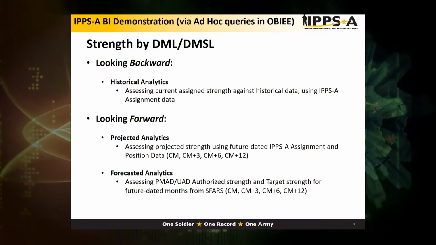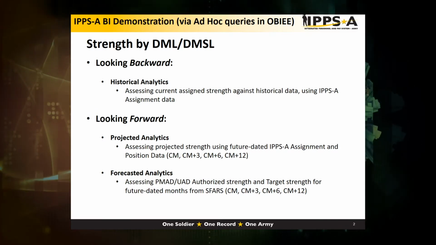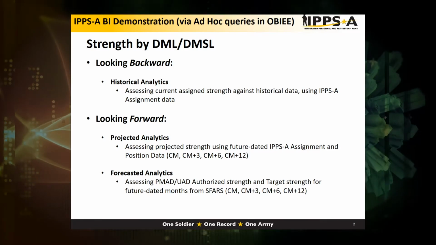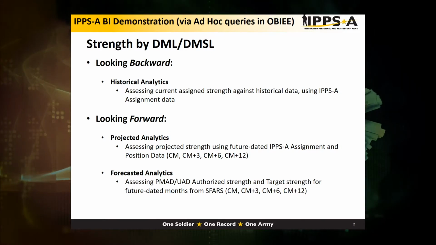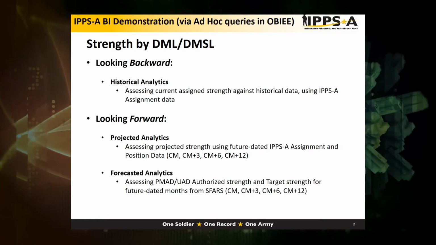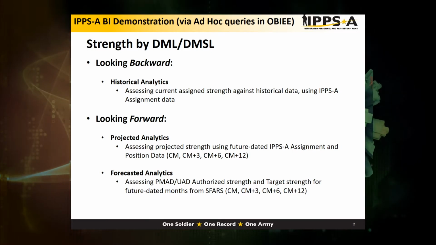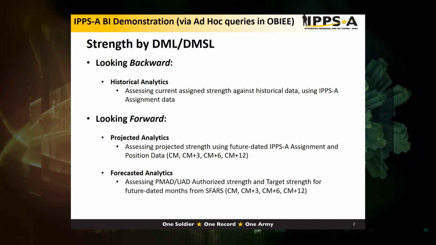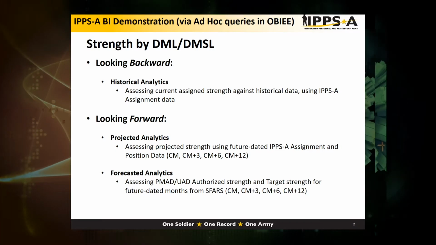So this query will be a bit different from the previous few ad hoc queries that you have seen in the earlier demos. This is not going to be about flags or restrictions or hierarchy-based displays of strength metrics. It is going to be DML, DMSL based display of strength metrics. It's going to be similar to previous demos we've done where we broke it out by hierarchy, by division, brigade, battalion, company, except we're not doing that. We're using the different organizational IDs, which will be DML and DMSL.